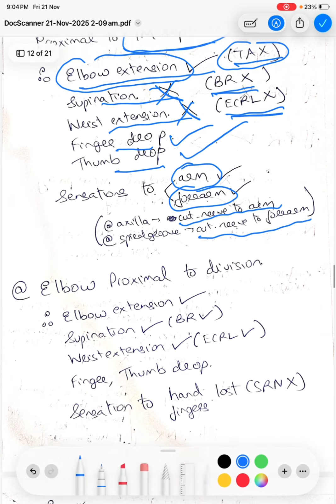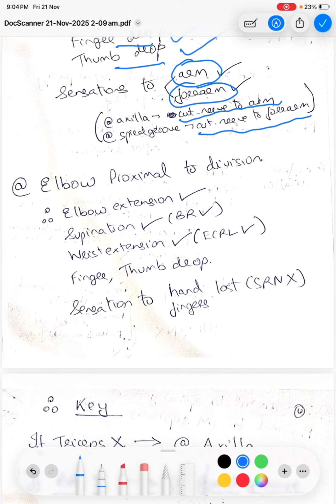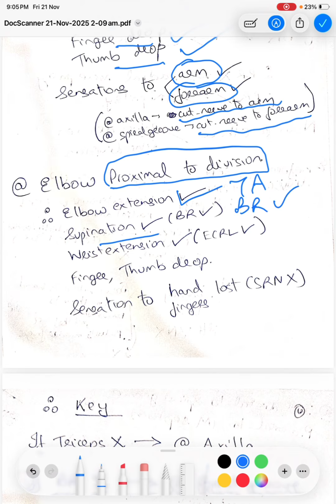Okay, going on further. At the elbow, if the lesion is proximal to the division into superficial radial nerve and posterior interosseous nerve, what happens is elbow extension is preserved because triceps and anconeus are preserved, supination is preserved because brachioradialis is preserved, wrist extension is preserved because ECRL is preserved. Okay, however, extensor carpi ulnaris is gone. So ulnar deviation is gone, and the wrist is radially deviated. Along with that, there is finger and thumb drop, and the lesion is proximal to the division.